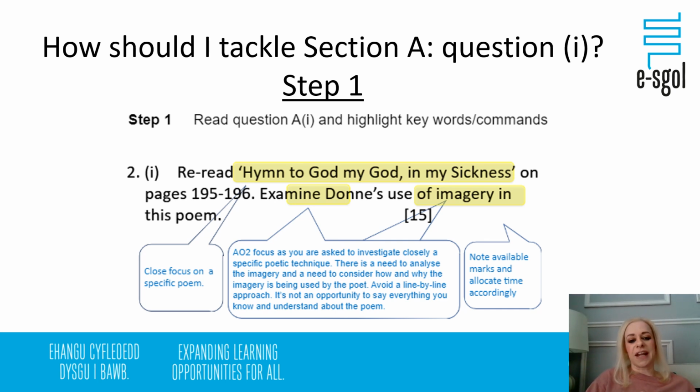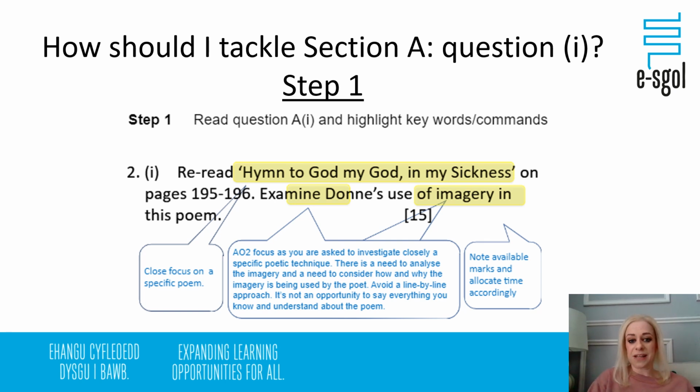So this question then asks us to reread Hymn to God in My Sickness on pages 195 to 196. Examine Donne's use of imagery in this poem. And what you've got here is key highlighting of those words and commands. So the first highlighting then is focusing on the specific poem that it's asking you to look at. Hymn to God in My Sickness. That is the poem that you have been asked to look at.